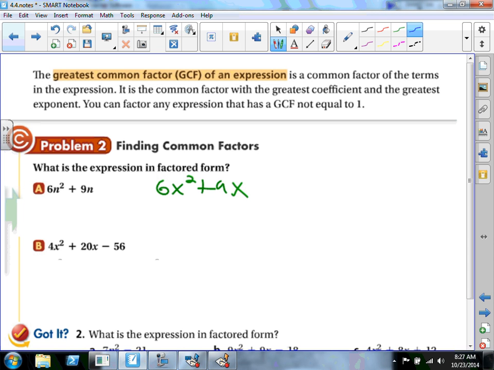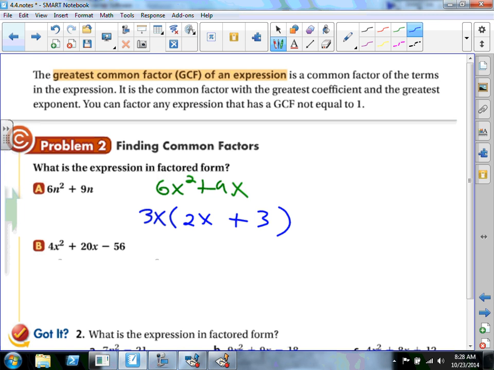What's my greatest common factor? 6 and 9 are both divisible by 3, and x squared and x are both divisible by x. So I'm going to divide out a 3x, which leaves behind 2x plus 3. Okay?